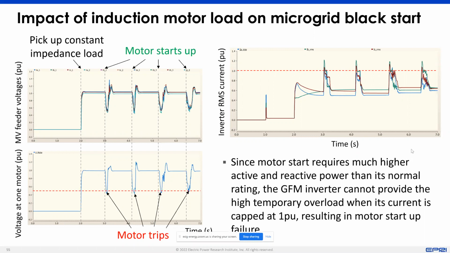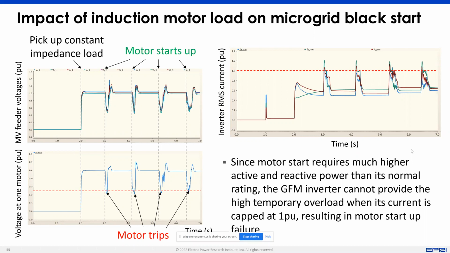So it picks up the constant impedance load. Now, when your motor loads start to start up, you see that voltage dip. And that voltage dip will actually cause the motor to trip, because motor loads have this protection. Whenever the voltage goes below 0.5, it will trip.